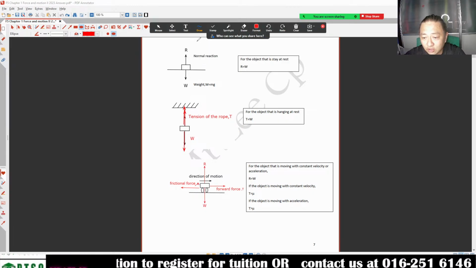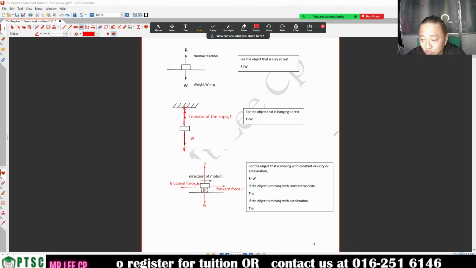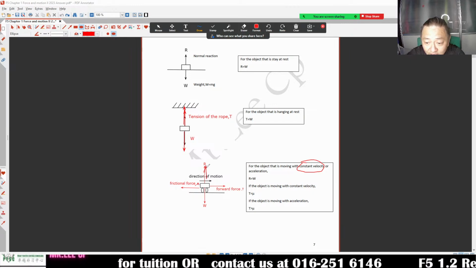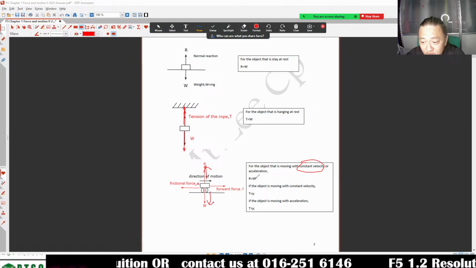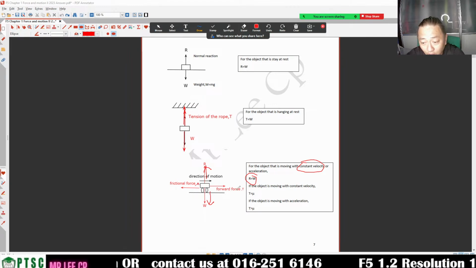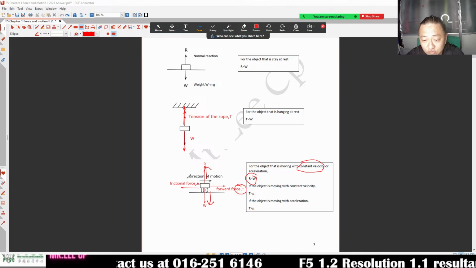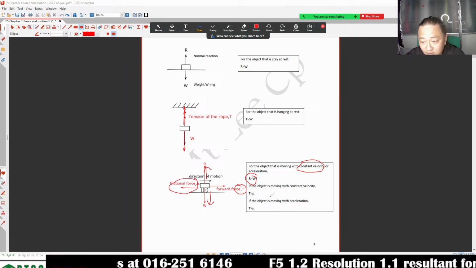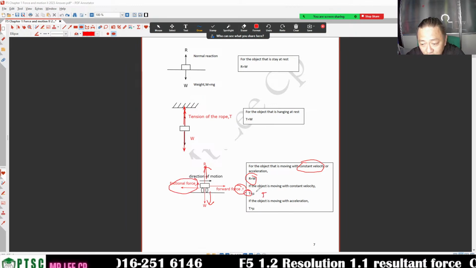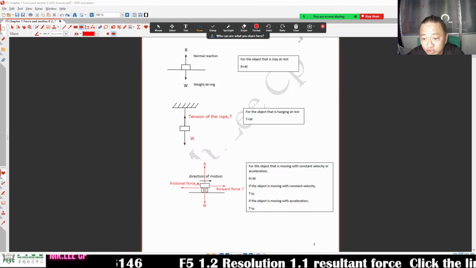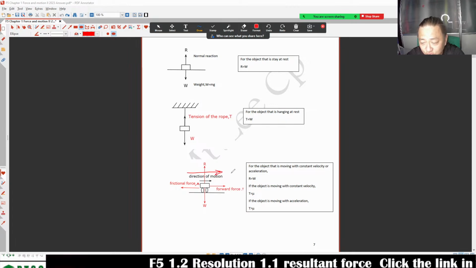All right, so if the object is moving with constant velocity, so up and down will be the same. So R is equal to W, or the forward thrust is equal to the frictional force, right? Forward thrust here is equal to the frictional force, all right? Frictional force.